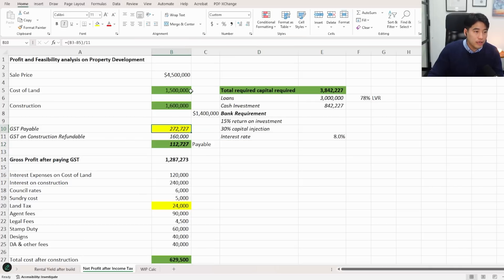So when it comes to selling the property, you need to account for GST. The way GST works when you sell a property in property development is they do something called a GST margin scheme. What it is, they take the sale price of the property minus the cost of land and divide it by 11. So I did that, and that works out to be 272,000. That is the tax you're going to pay on the sale of the property.